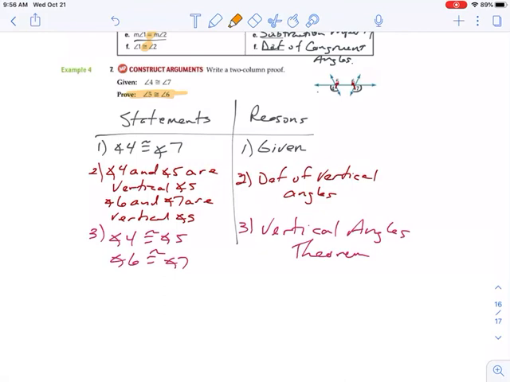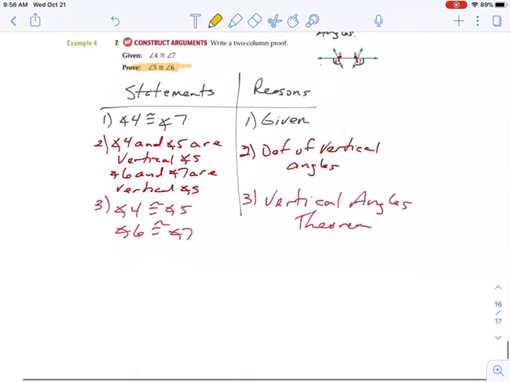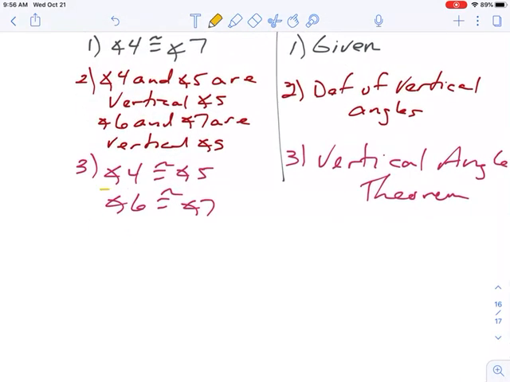We know 4 and 7 are the same. So what about 5 and 6? Since 4 is congruent to 5, what if I take 5 and put it here? Can I do that, since 4 and 7 are the same? Sure I can. I got the circles in orange. That's syllogism. That's transitive. That's substitution. Any of the above.